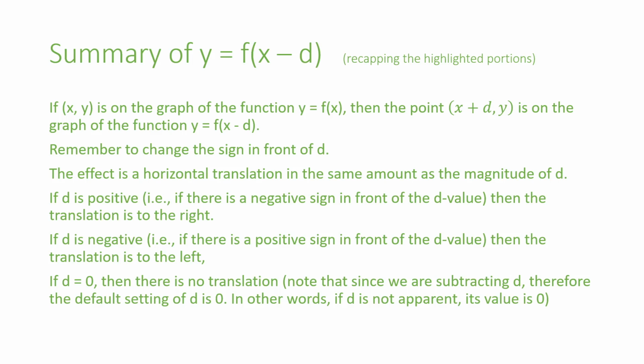So how about a summary of y equals f of x minus d? Here it is. If x, y is on the graph of the function y equals f of x, then the point x plus d, y is on the graph of the function y equals f of x minus d. Remember to change the sign in front of the d. The effect is a horizontal translation in the same amount as the magnitude of d. If d is positive, the translation's to the right. If d is negative, the translation's to the left. If d equals 0, there's no translation.